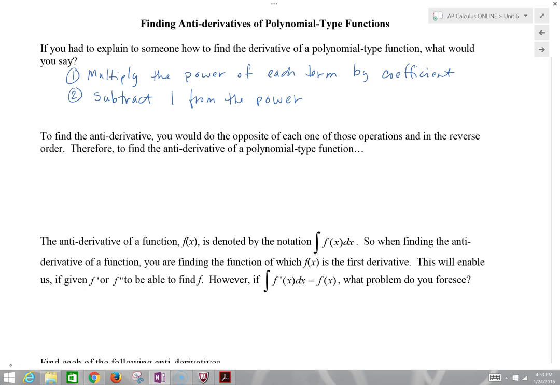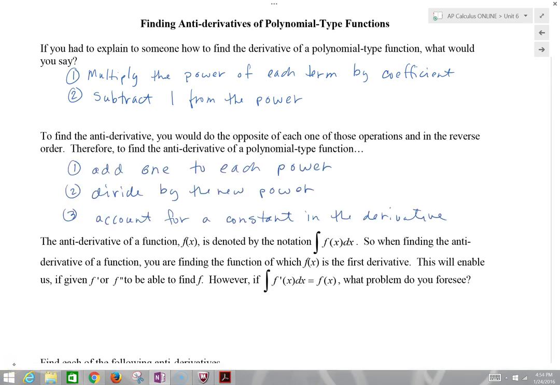But what we want to talk about is how to find the antiderivative. So to find the antiderivative, you would do the opposite of each one of these operations and in the reverse order. Therefore, see if you can fill this part out. To find the antiderivative of a polynomial type function, you would pause the video and write it down.